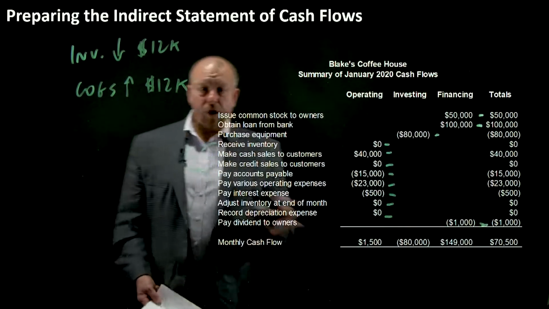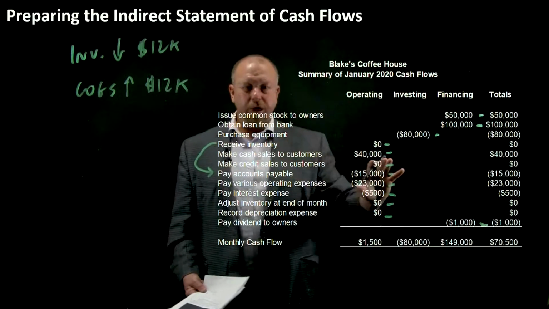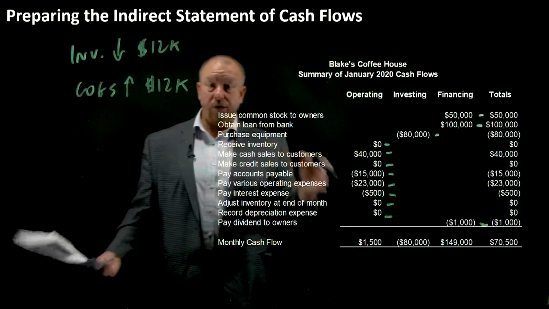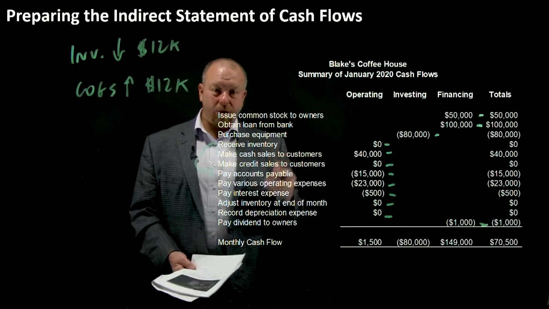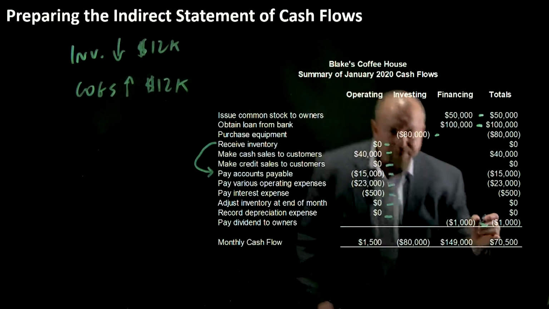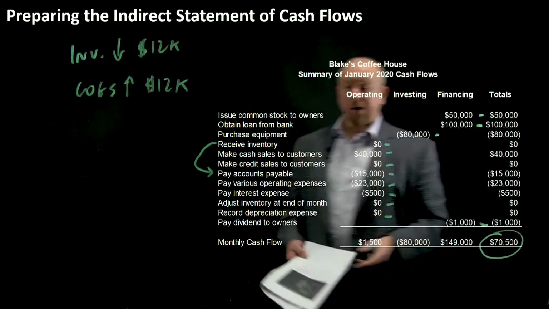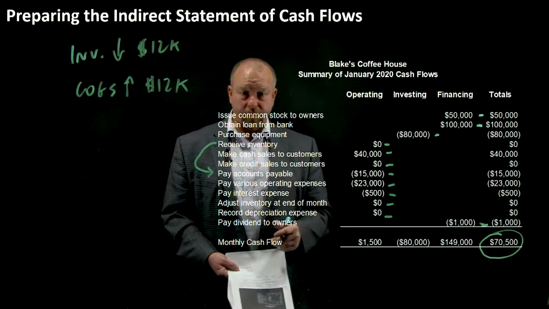So what you see overall here, for this initial month of operations, is a brand new company I've given you. Every account started at 0 at the beginning of January. So at the end of January, the cash balance on the balance sheet should be $70,500 because it started at 0. That's one thing to look for in a minute as we continue our discussion.